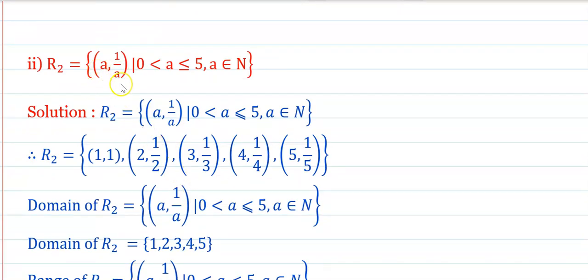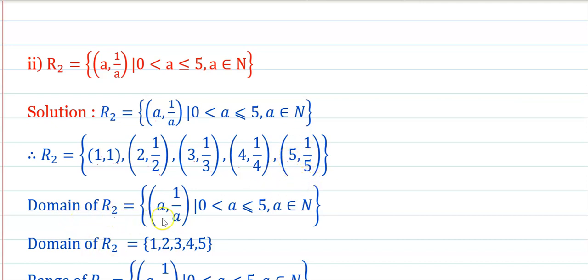Next, R2 = {(a, 1/a)}. The values of a lie between 0 and 5, including 5. a belongs to the set of natural numbers. Now R2 is the relation (a, 1/a) such that a lies between 0 and 5, including 5. We can take the value of a as 1, 2, 3, 4, 5. First, (1, 1). Then if we take the value of a as 2, then (2, 1/2). The value 3 gives (3, 1/3), because the relation is (a, 1/a). Then (4, 1/4), (5, 1/5). In this way, this is R2.